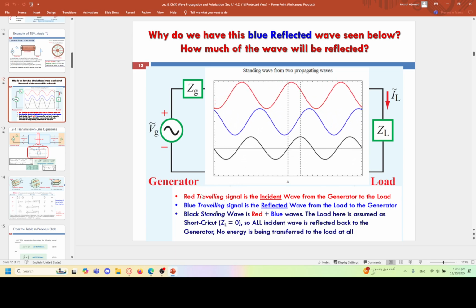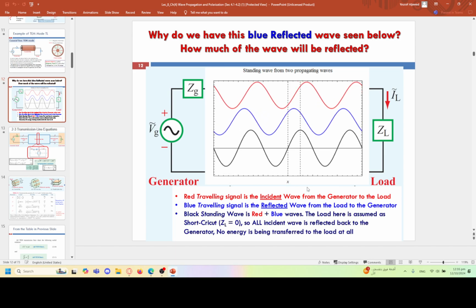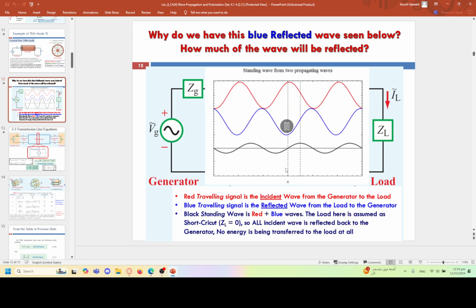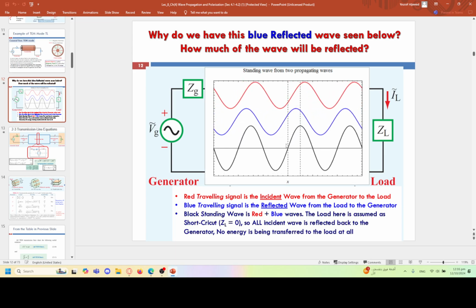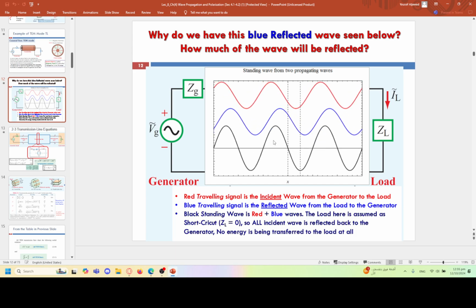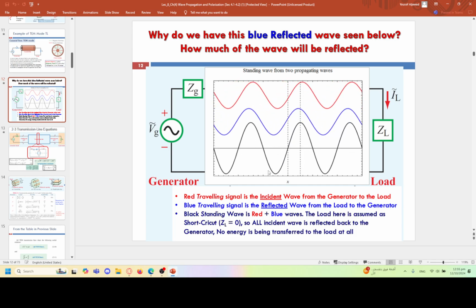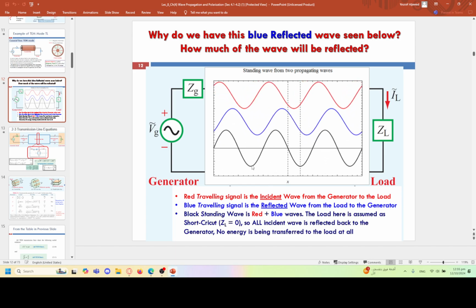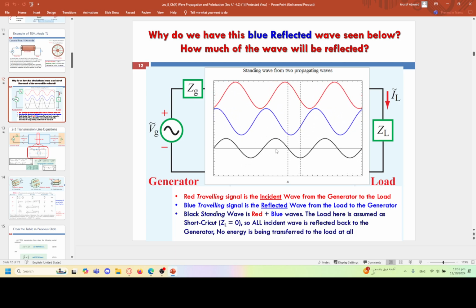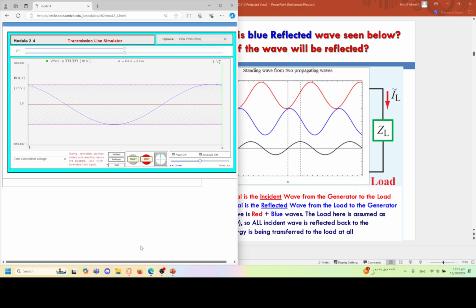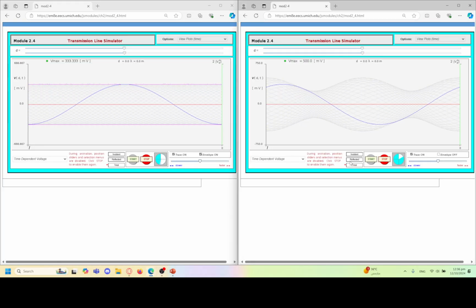However, if the load impedance doesn't exactly match the line impedance, a portion of the signal will be reflected back. In this case, the reflected wave, the blue one, is not equal in magnitude to the incident wave, but instead it's attenuated or becomes weaker. As a result, the combined waves, which is this black signal right here, may come close to the 0 axis, but doesn't completely, which we can see right here in the envelope. It dips down, but it never completely reaches 0.